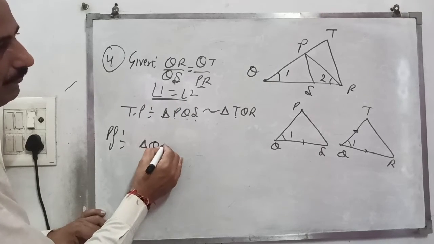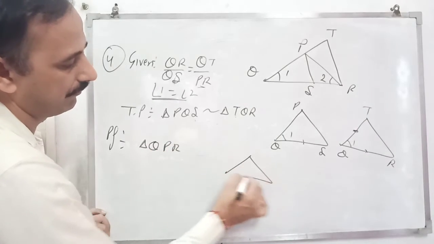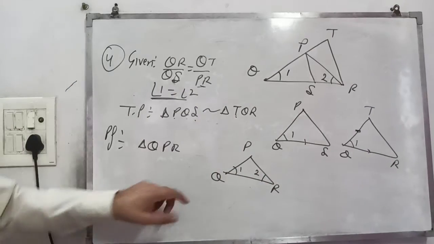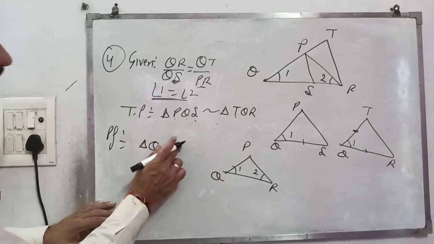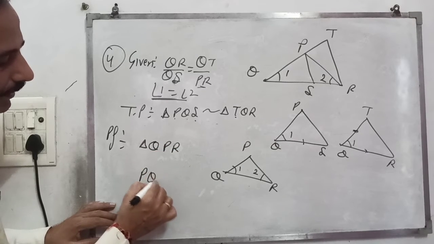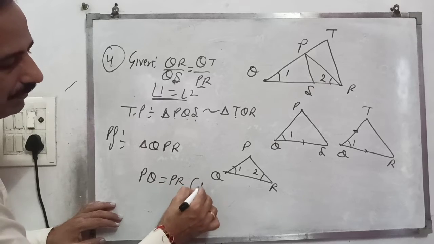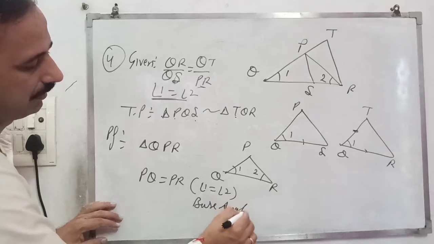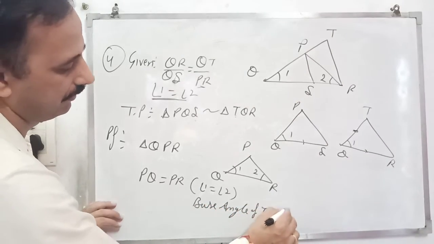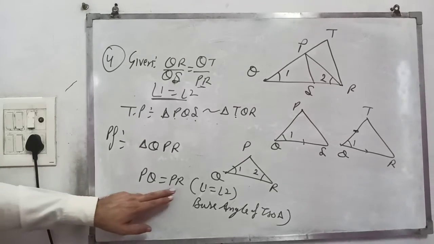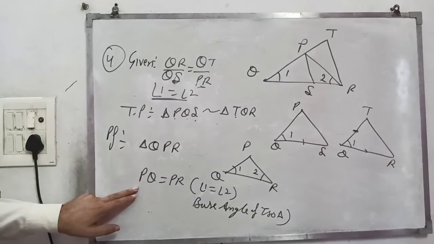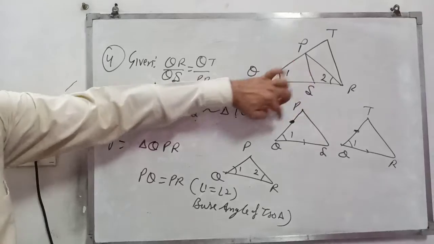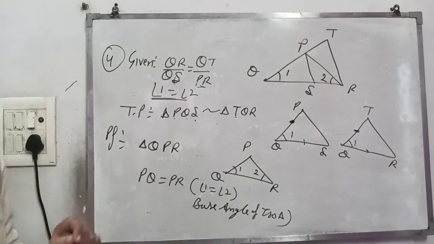In triangle PQR, angle 1 and angle 2. So in this triangle, angle 1 is equal to angle 2. So if angle 1 equal to angle 2, it means PQ is equal to PR, because they are the base angles of an isosceles triangle. Now instead of PR, we can use PQ, and when we use PQ, it shows in that triangle PQS. So our purpose is complete.